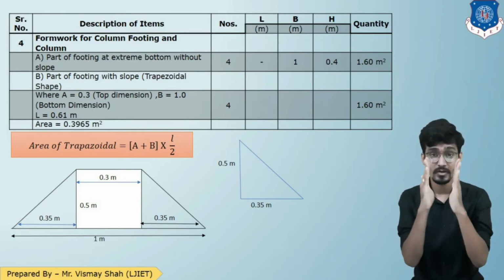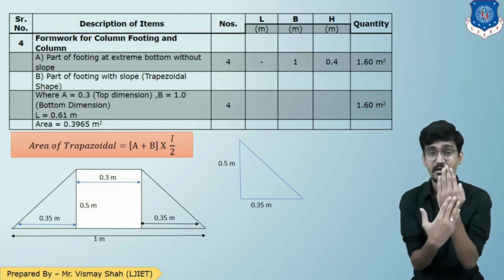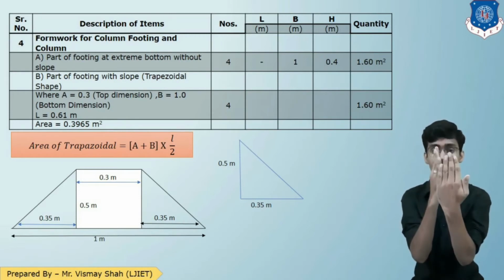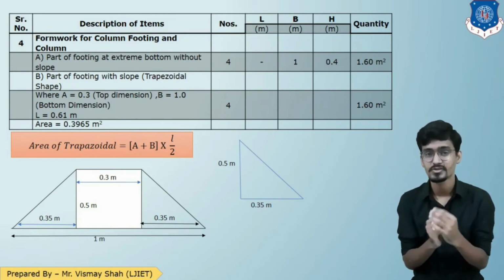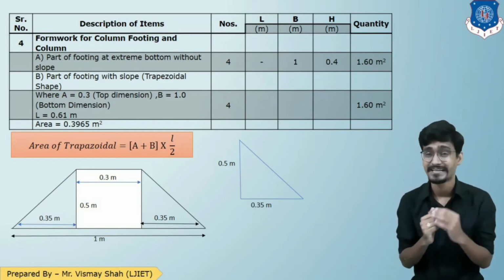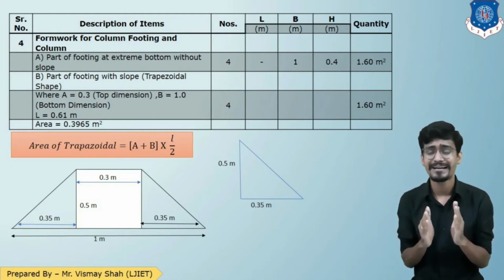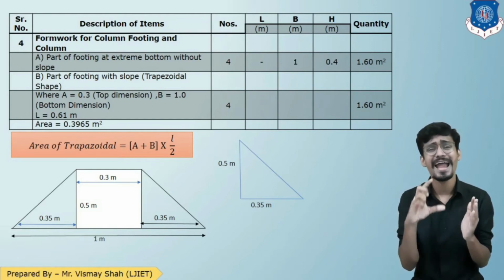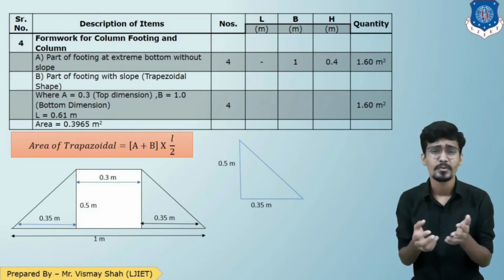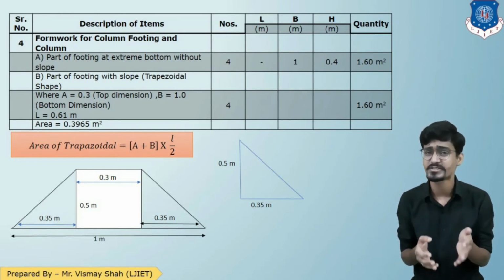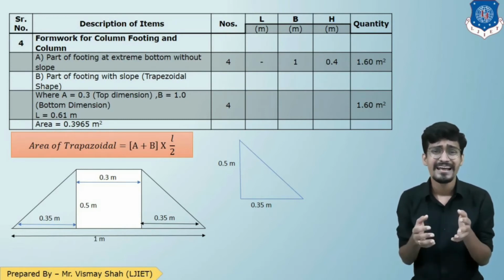In the section, you are only seeing this one side, but column will be here, here, here, and at the back. So there will be 4 sides. I hope that is clear about the number. Now, this extreme bottom part is having width 1 and height 0.4. So we'll get the quantity of that extreme bottom portion as 1.60 meter square.